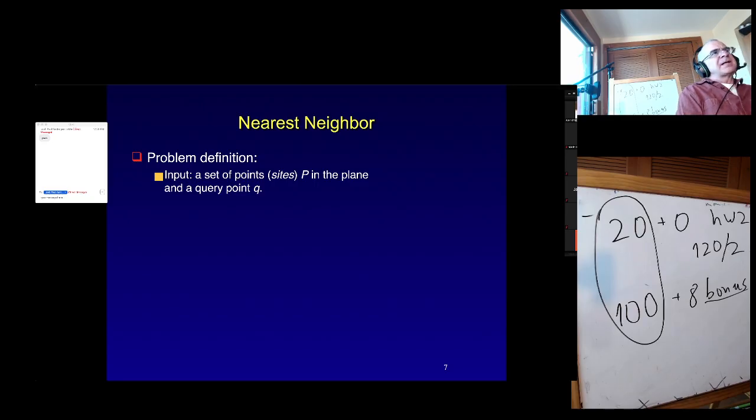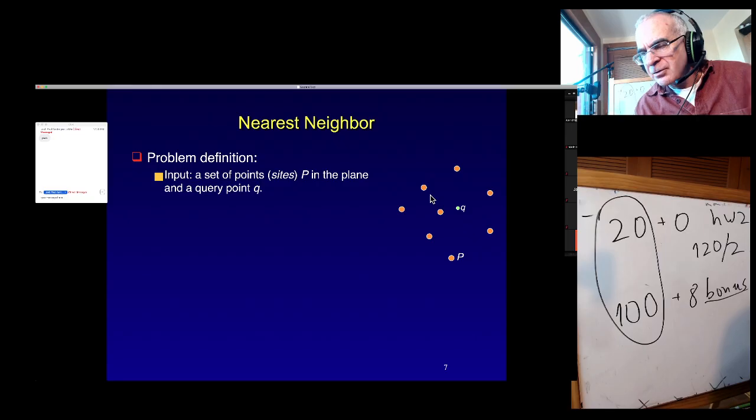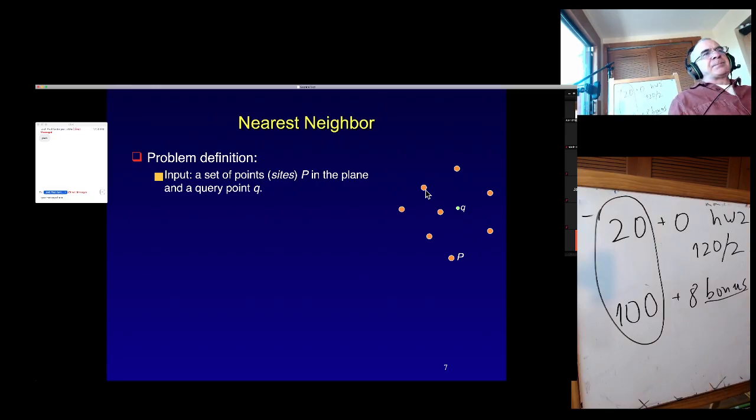So let's start with the nearest neighbors question. What is the problem? We are given a set of points, each one of the orange points. We're given a set of points, maybe in the plane, maybe in higher dimensions. The higher the dimension is, the harder the problem is. These points might be geometric objects to start with. Maybe they are players in your team. Maybe it's the location of hospitals, as we'll see soon.